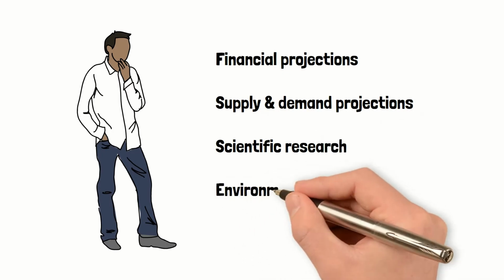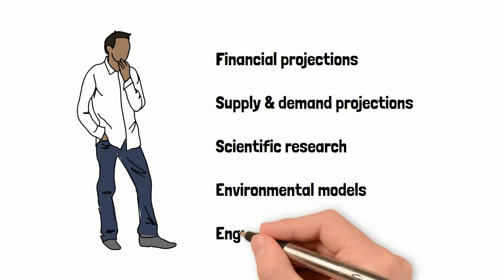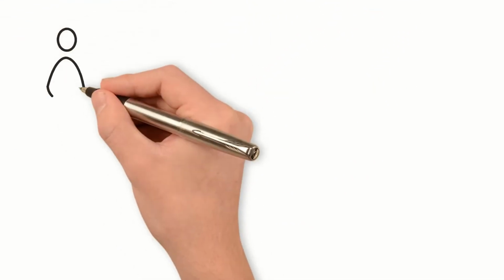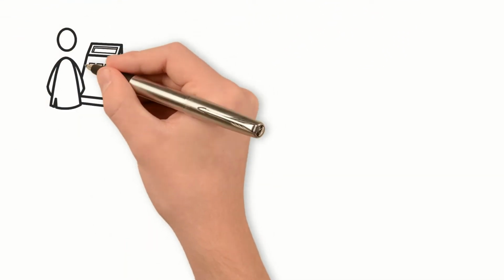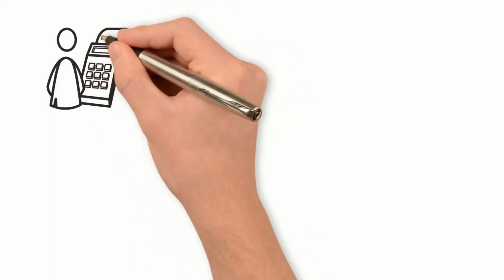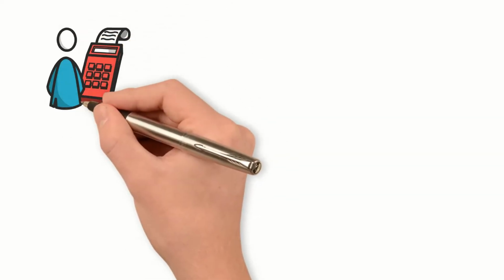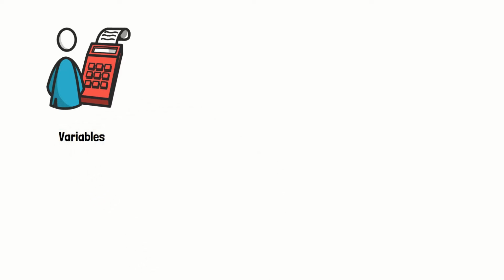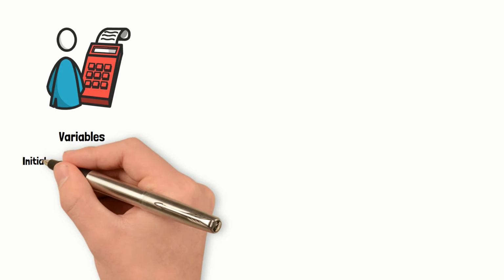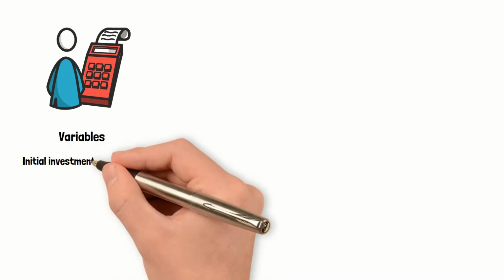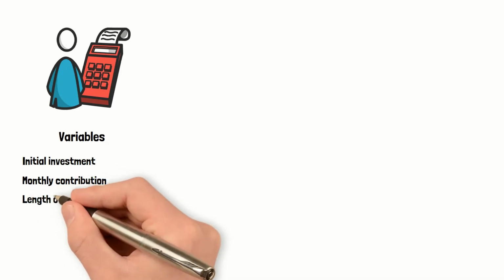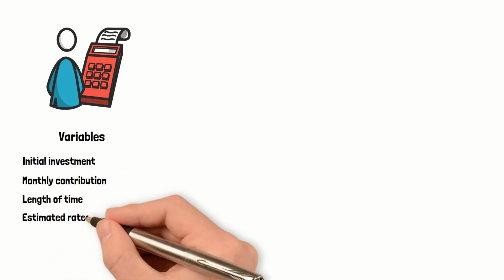Now I will run you through a quick example of a simplified personal finance investment forecast to show you the power of sensitivity analysis. You can use one of many online investment compounding growth calculators for this. I have one linked in the description if you are interested in playing around with it. So first you want to lay out your variables. For this example, we have your initial investment, any monthly contribution, the length of time, your estimated rate, and compounding frequency.